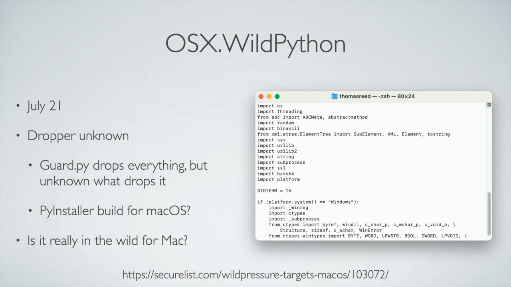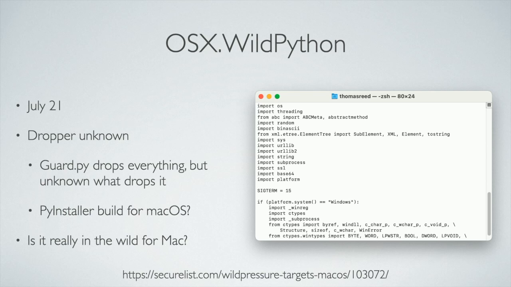WildPython. This is one we call WildPython. It was discovered by Kaspersky. They called it Wild Pressure. We didn't choose to call it Wild Pressure because that was the name of the threat group rather than the malware itself, so we wanted to name it a little bit differently than the threat group. So we named it WildPython, just so that you know if you ever see that in our detections.